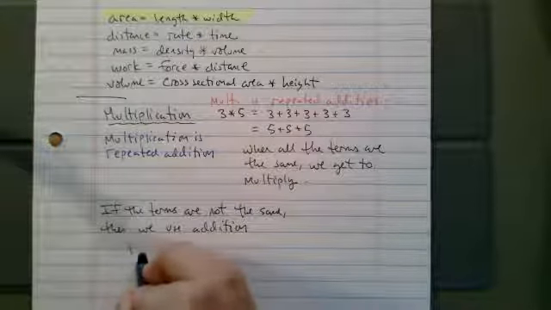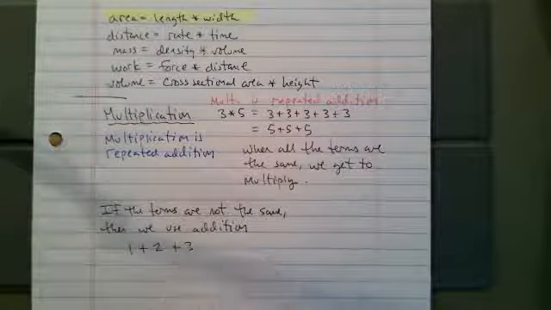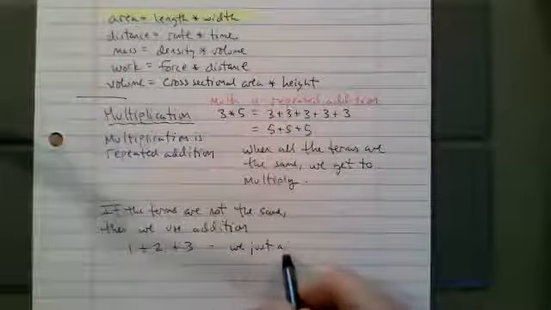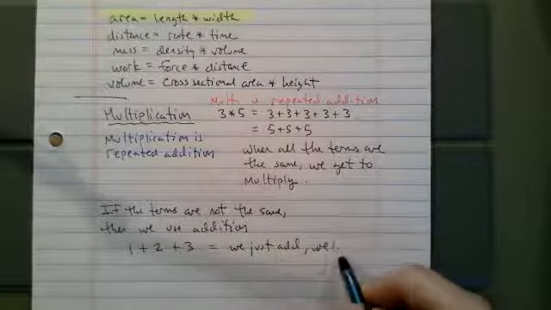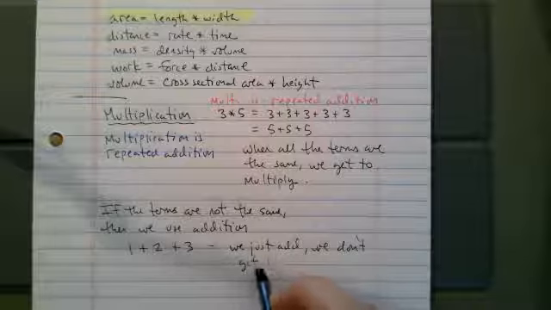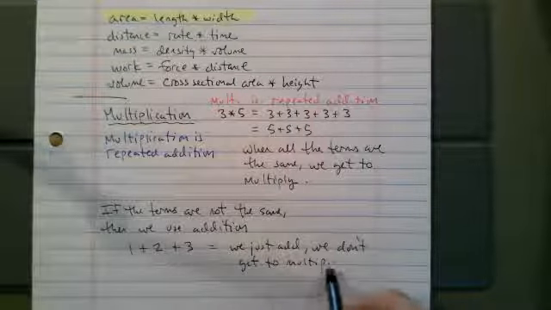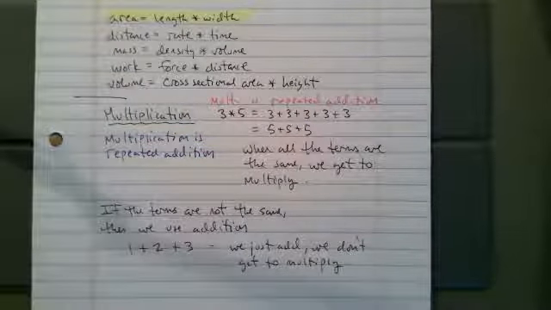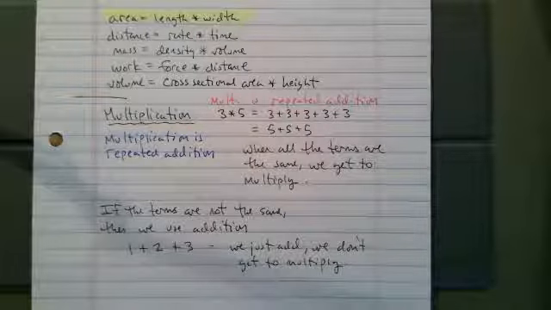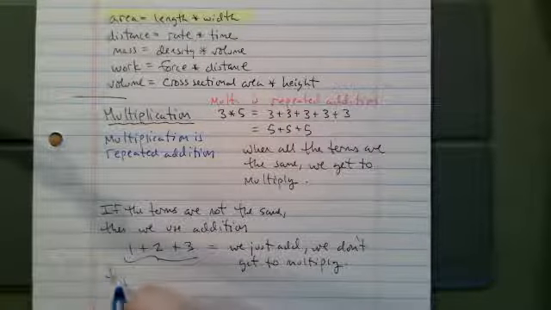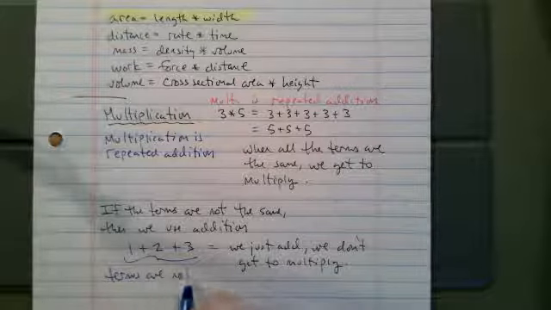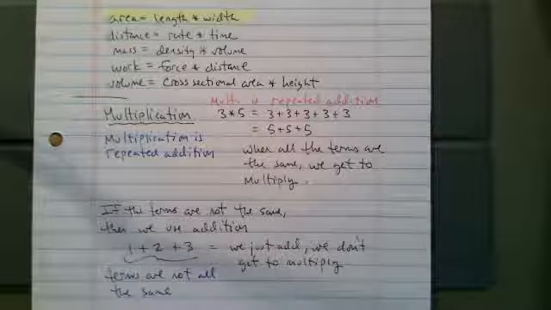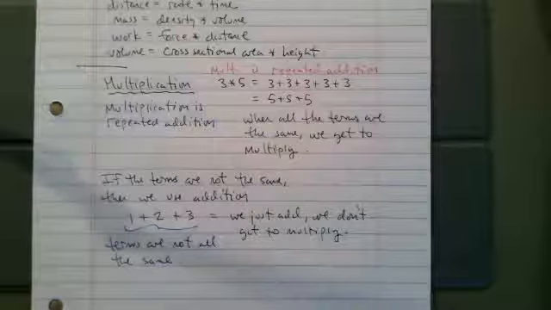So if I have 1 plus 2 plus 3, terms are not the same, we just have to add them up. We don't get to multiply. We just add, we don't get to multiply because the terms are not the same. It's not repeated addition. So the terms are not all the same. So we don't get to multiply.